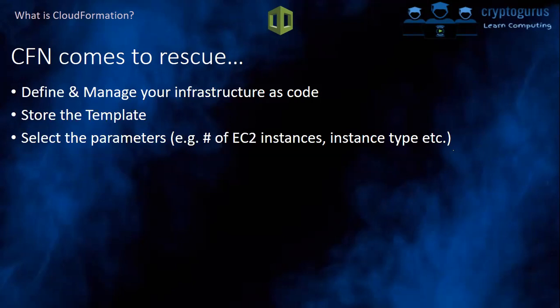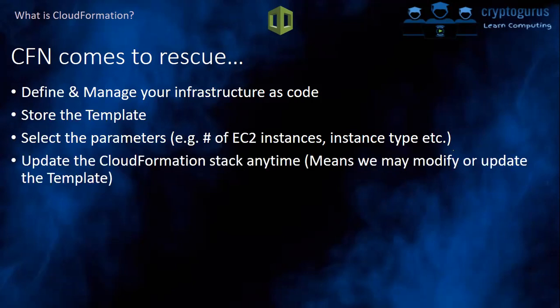We can select parameters, like how many EC2 instances we require, what the instance type could be, what the capacity of EBS would be, etc. And later, suppose we need to update whatever resources we have configured in AWS, we just need to change the template, and we can deploy our CloudFormation stack at any time. So updating the CloudFormation stack is possible.